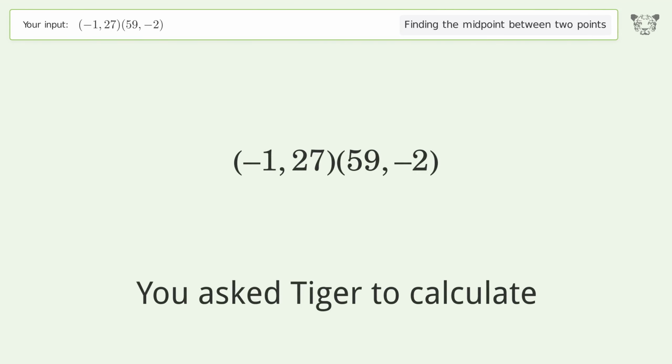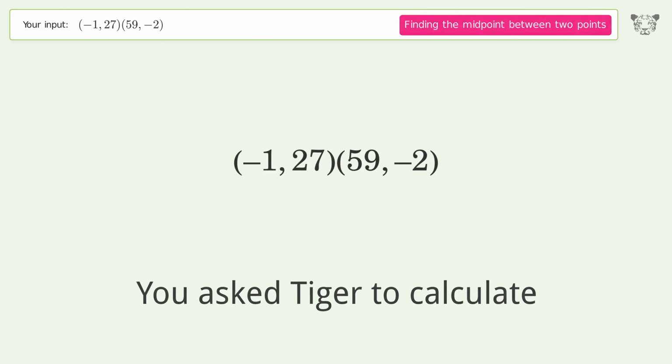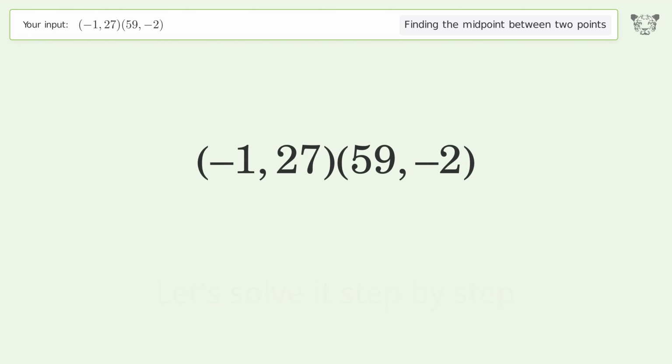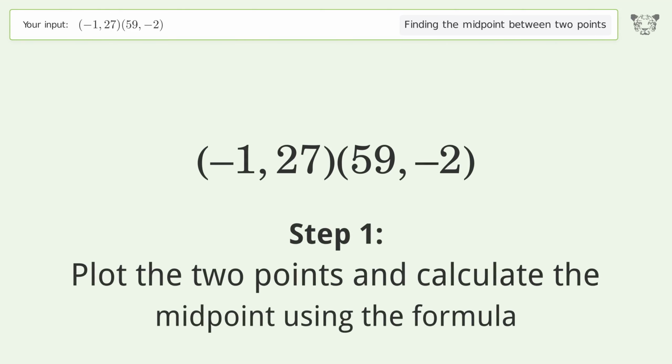You ask Tiger to calculate. This deals with finding the midpoint between 2 points. The midpoint between the 2 points is 29, 12.5. Let's solve it step by step. Plot the 2 points and calculate the midpoint using the formula.